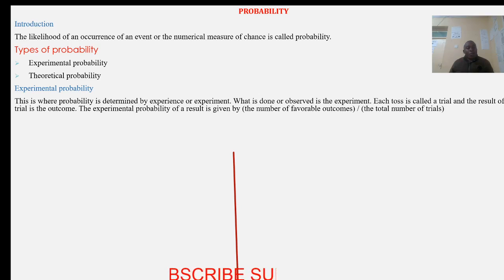The experimental probability of a result is given by the number of favorable outcomes over the total number of trials. The number of favorable outcomes over the total number of trials.